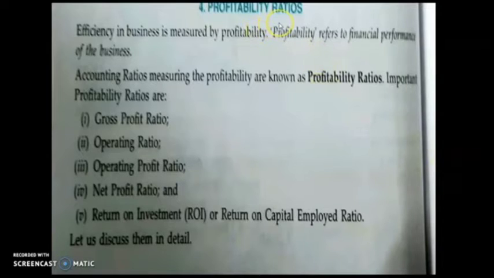What is profitability ratio? We know that an efficiency in a business is measured by its profit. So profitability refers to financial performance of the business. So here are some ratios which will help us to assess the profit making capacity of the business. The first one is gross profit ratio, second one operating ratio, the third one is operating profit ratio, fourth is net profit ratio, and the fifth one is return on investment, which is also known as return on capital employed ratio.